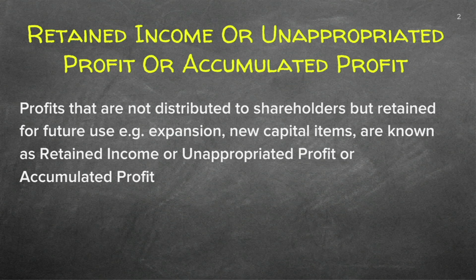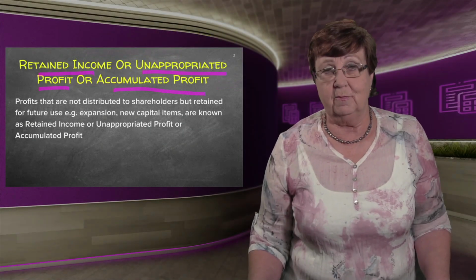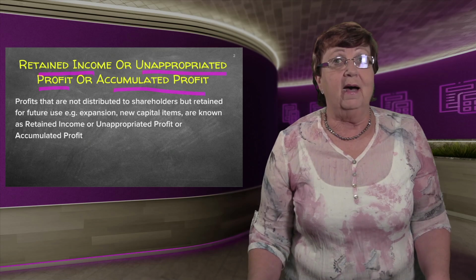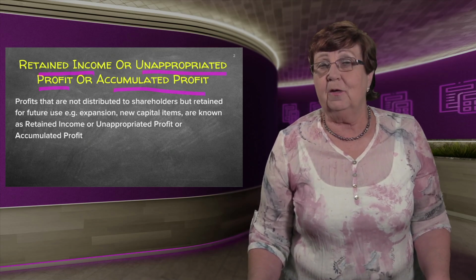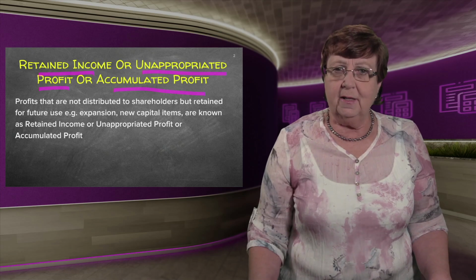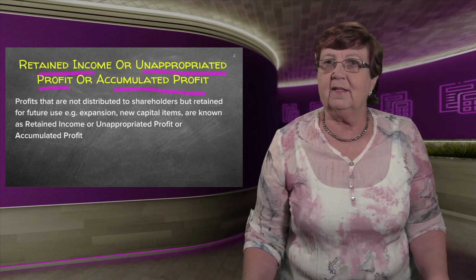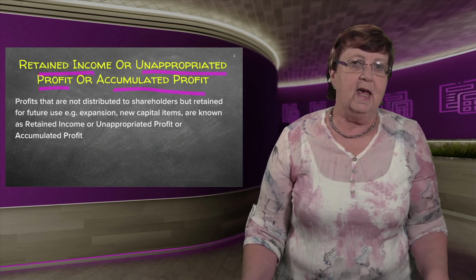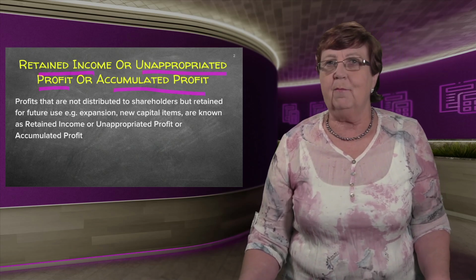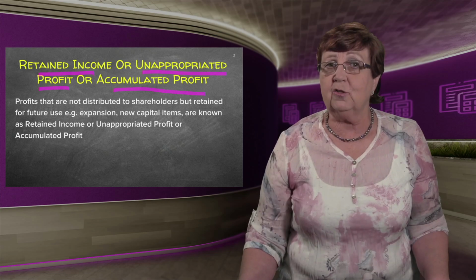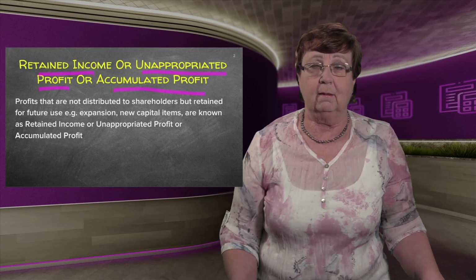Today we're going to be looking at a new topic, namely retained income. But retained income can also be called unappropriated profits or accumulated profits. I do not know which of those three terms are going to appear in your final exam, so please know that they are synonymous. If they talk about unappropriated profit and you've been using retained income or accumulated profit, they are talking about exactly the same thing.